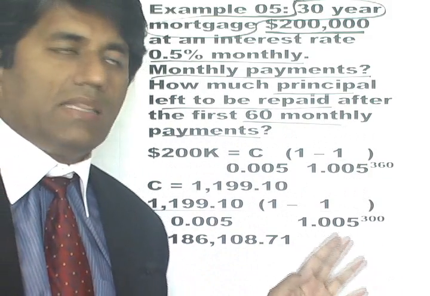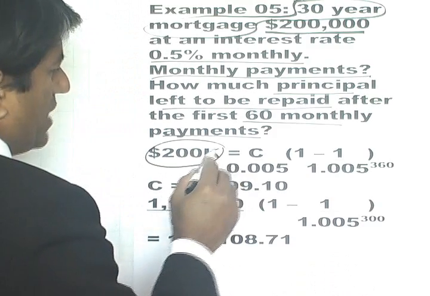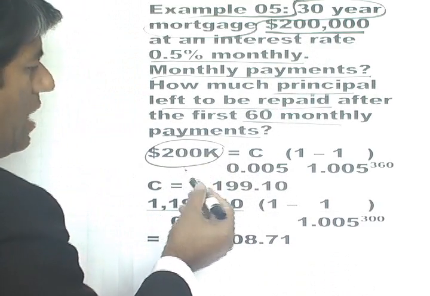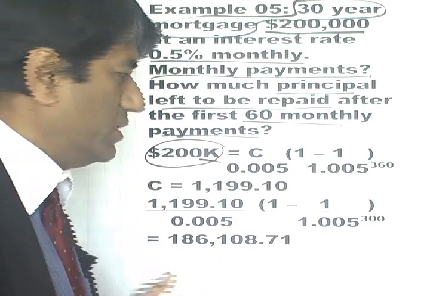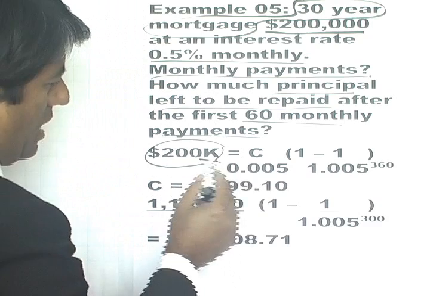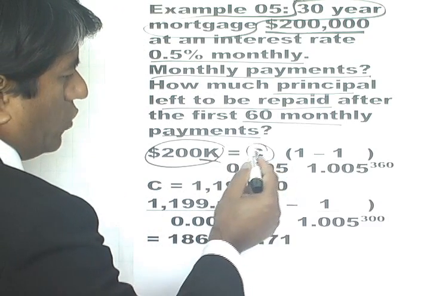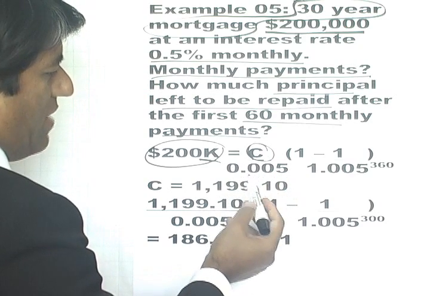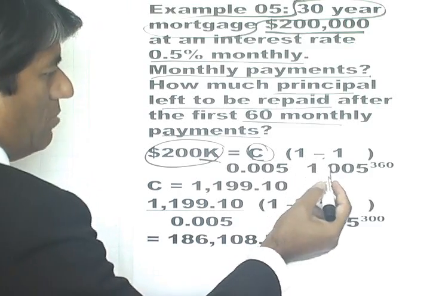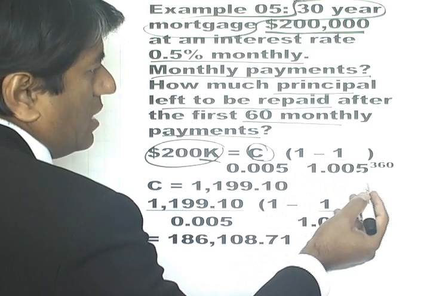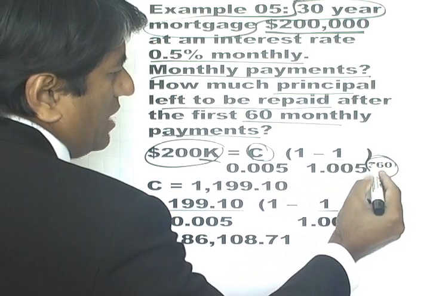So to find the monthly payments, you use the annuity formula. You set the borrowed amount, 200K, where K stands for kilo, which is short for 1,000. So you have 200,000 equals the cash flow that you'll be paying monthly, C, divided by the interest rate, that is 0.005, into 1 minus 1 over 1 plus the interest rate to the power n, and n is 360.